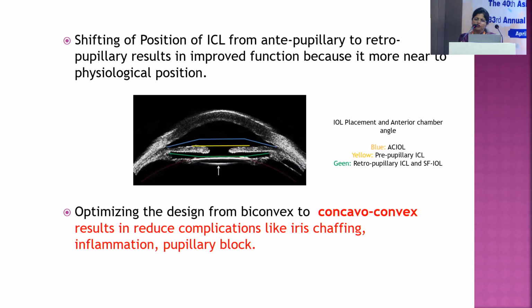Now we come to the position of the lenses. We are gradually shifting the position of ICL from the antipupillary to the retropupillary, resulting in improved function because now it is more towards the physiological position. The optimization of the design is a second part, called the concavo-convex, resulting in reduced complications like iris chafing, inflammation, and pupillary block.